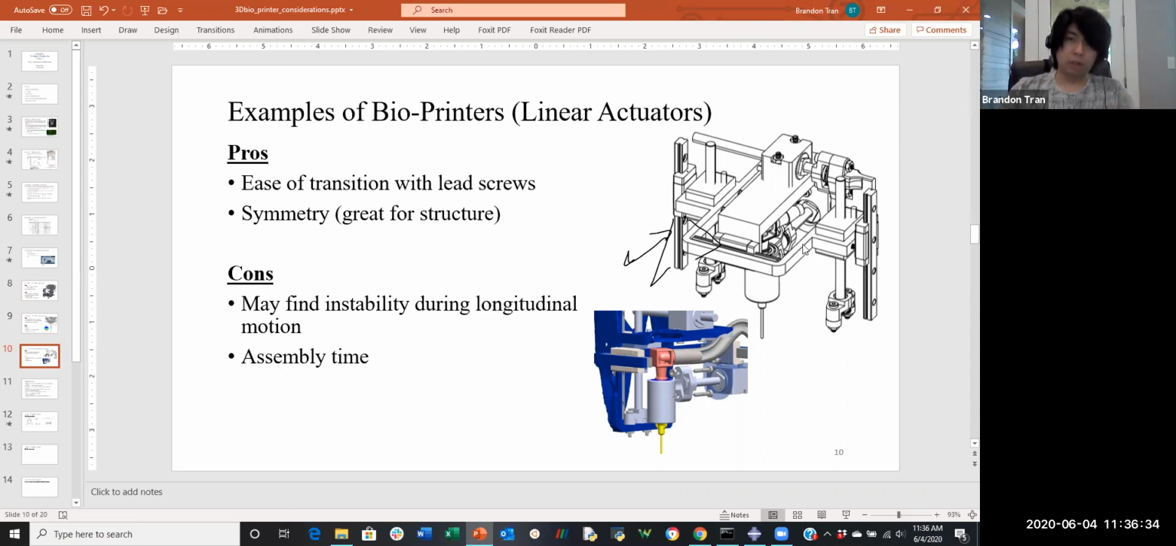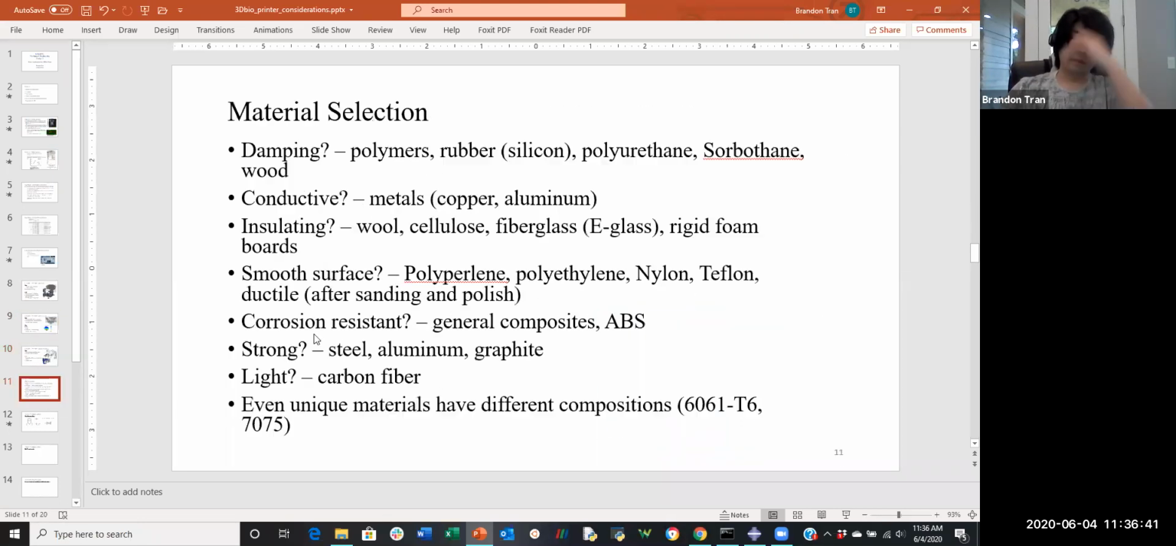And then the assembly time, of course. These things do take a little bit of time to develop. Not as much as Da Vinci, but still.